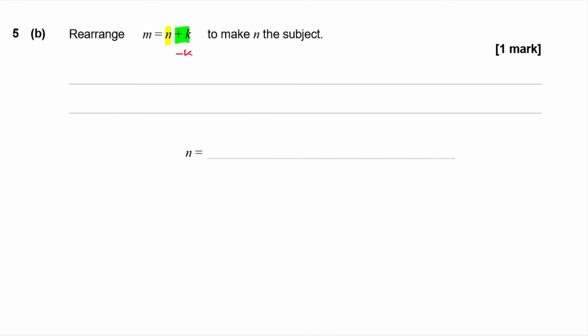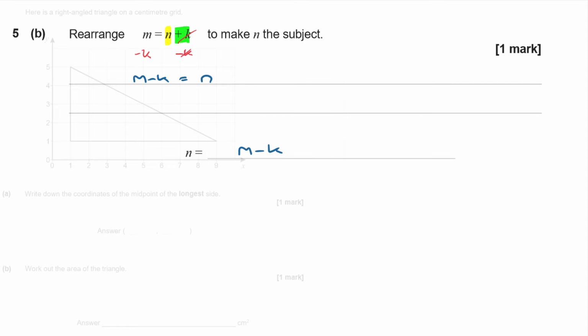So if I take away k from both sides, on this side it's going to cancel, leaving me just n. So that's going to give me m minus k on the left and n on the right. So that's my answer then, isn't it? So n is m minus k. Just spinning it around, writing the n at the front rather than at the back.